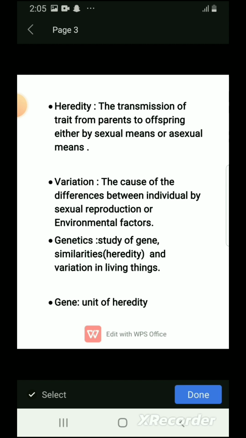So what is hereditary? Hereditary is just the transmission of traits from parents to offspring, either by asexual means or sexual means. It's actually the transmission of character from parents to their offspring, either by sexual means or by asexual means. And this, we all know, happens in human beings. So medical genetics has to do with human beings and living organisms. When you're talking about medical genetics, you're talking about living organisms. This time we don't have to talk about plastics, inanimate objects or other things.